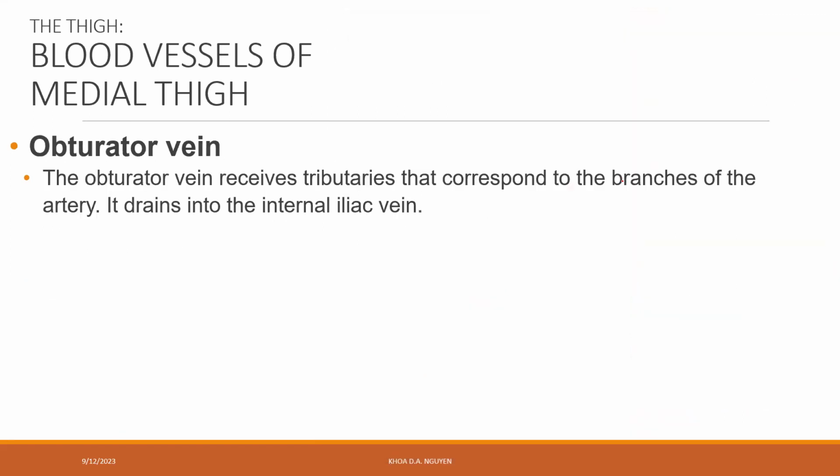All right, so now the obturator vein is the vena comitans, aka the vein that runs parallel to the obturator artery. The obturator vein receives tributaries that correspond to the branches of the artery, and it drains into the internal iliac vein, just like the obturator artery is a branch of the internal iliac artery.